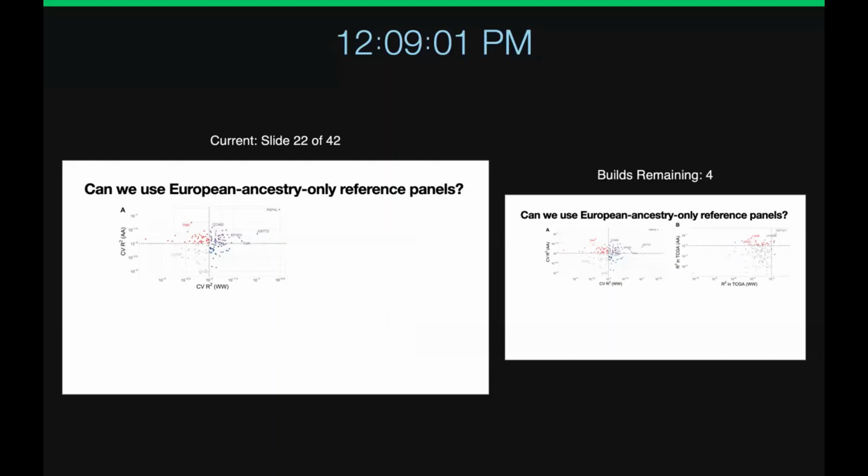So this is how well we can predict gene expression. It's the R squared from genotype in the tumor. And there are some points in the top right, which say we can predict gene expression really well. There's one, PSPHL. We can really well predict the expression in the tumor just from genotype.